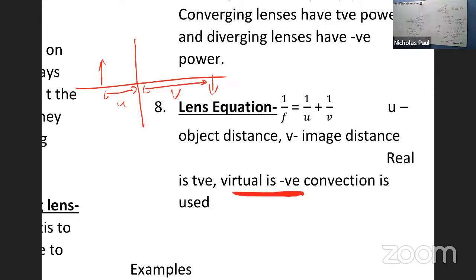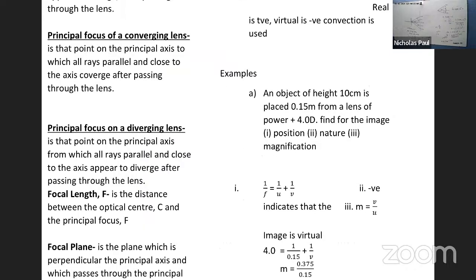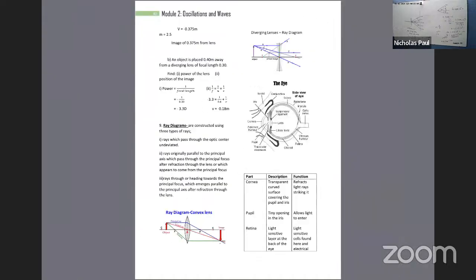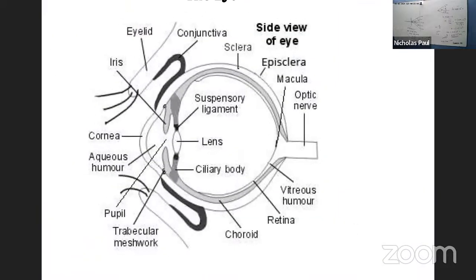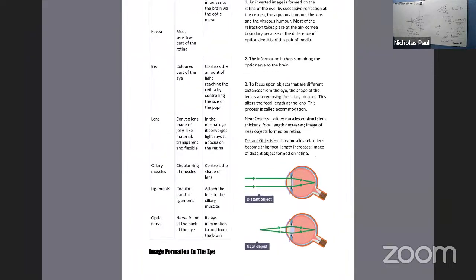That's going to be it. And then you have a few examples here to look at. You can plug it in and look at that. Something that we need to know is that we need to be able to label up the eye. Label it here. But here's the problem.